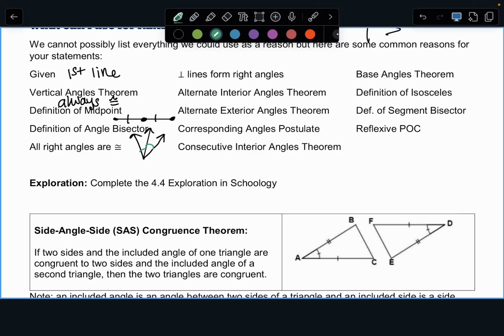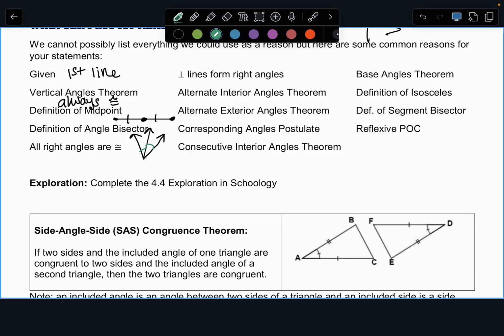All right angles are congruent. That's technically the right angles congruence theorem. All you have to say is all right angles are congruent. There's not really an explanation for that. They all equal 90, so they're congruent. But this right here will let us skip from right angles to congruence without going through the 90 degrees first. So we do need that.